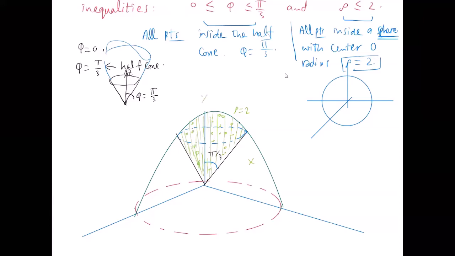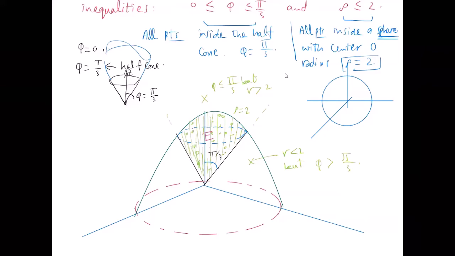This point is inside the cone because phi is less than or equal to pi over 3, but rho is bigger than 2. Here, rho is less than 2, but phi is bigger than pi over 3. So this is the required region. This is the required region, Katrina. Got it? Have you seen it, Sama?